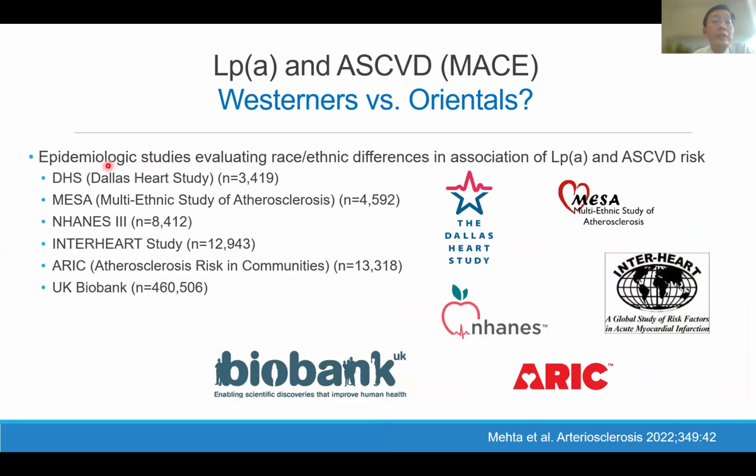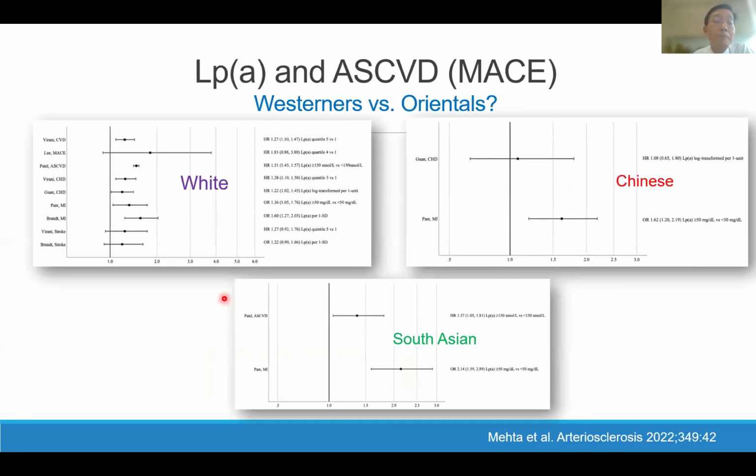There are also other studies that compare differences in association of Lp(a) and ASCVD risk between different race or ethnic groups, for example, the Dallas Heart Study, the MESA, NHANES, InterHeart, ERIC, and UK Biobank. I will not talk about all of them, just select some. This is from the MESA study. It showed that in the white population, Lp(a) levels are associated with a higher risk of ASCVD. For the Chinese and South Asian populations, the data seem to resemble the white populations, although it may not reach statistical significance because of the lower number of subjects.